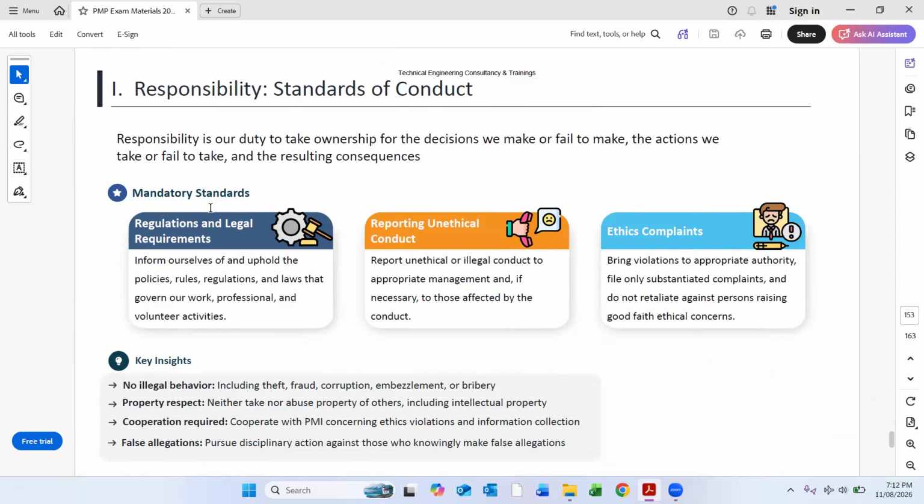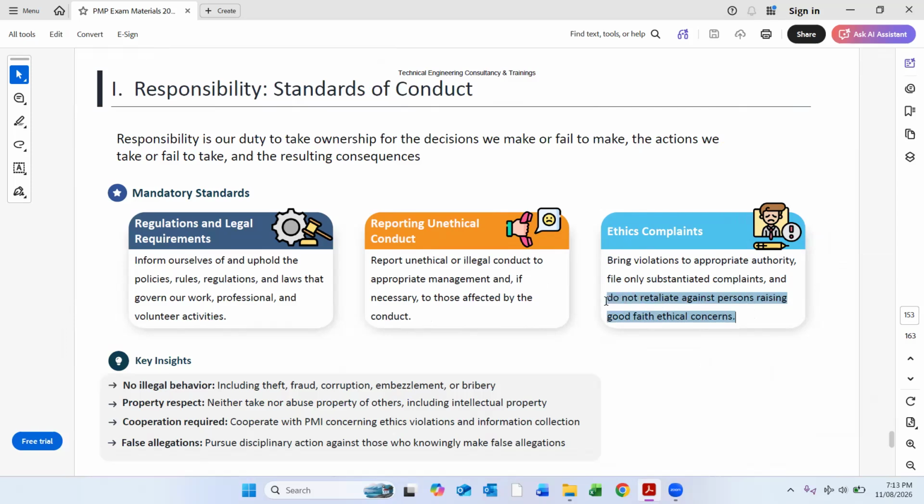Again, mandatory standards: regulatory and legal requirements are there. Inform ourselves and uphold the policies, rules, regulations, and laws that govern our work, profession, and volunteer activities. Reporting unethical conduct: we should report unethical conduct as well. Ethics complaints: bring violations to the appropriate authority. File only substantiated complaints and do not retaliate against a person raising good faith ethical concerns.